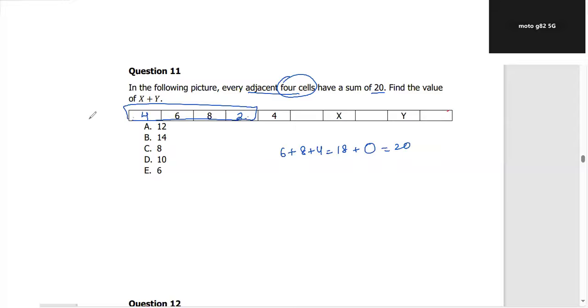So if you see this, these 4 cells will add up to 20. Then let's just change the color. Suppose if I take these 4, then they will also add up to 20. Now, if I take these 4, then what number is missing? So the pattern is 4, 6, 8, 2. So 4, 6, 8, 2, 4, 6, and it will continue. So what is the value of x? 8. What is the value of y? 4. So what is the value of x plus y? It is 12, which is option A. So the answer for this is option A.